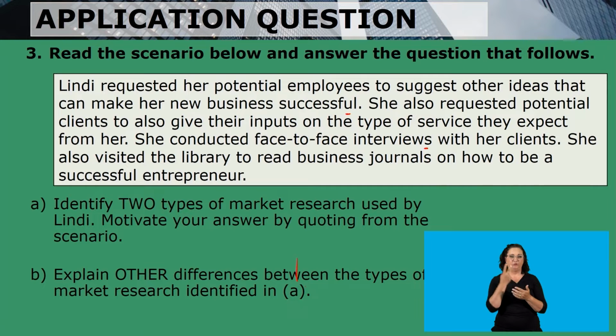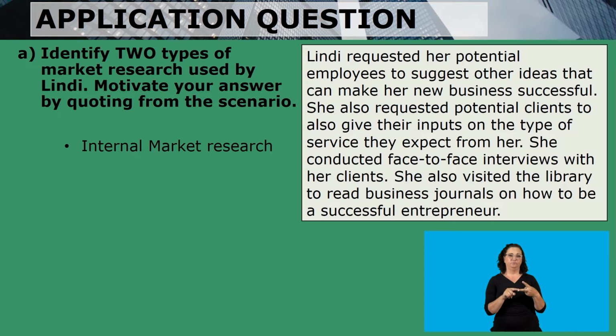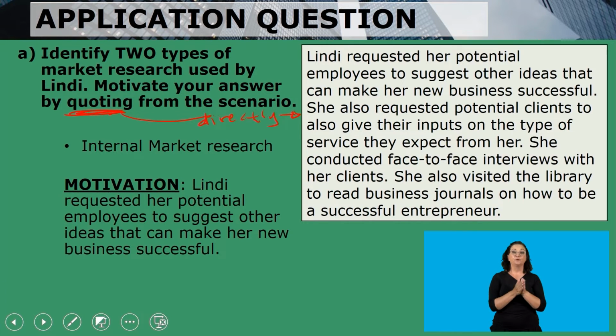So the next question says, explain other differences between the types of market research identified in the previous question. All right, so you definitely know the 2 types of market research. We've got internal market research. That is the first one that we've identified. But now let us quote. Remember when they say motivate your answer by quoting, it means word for word, directly from the scenario. You're not changing anything.